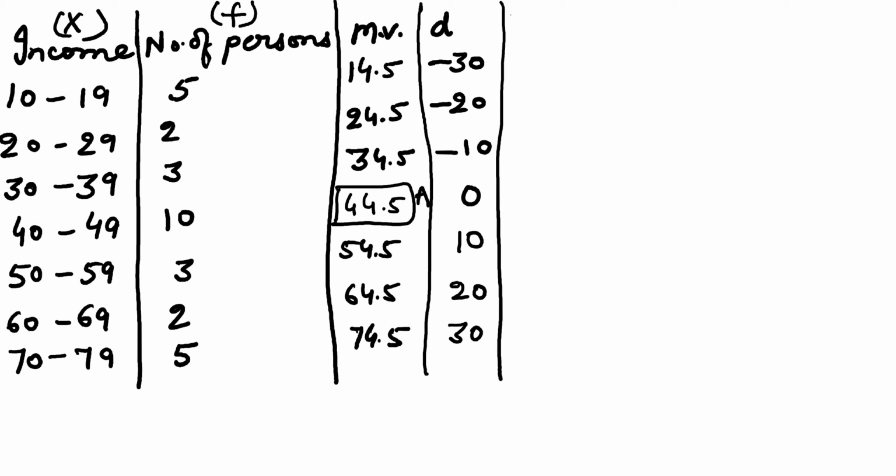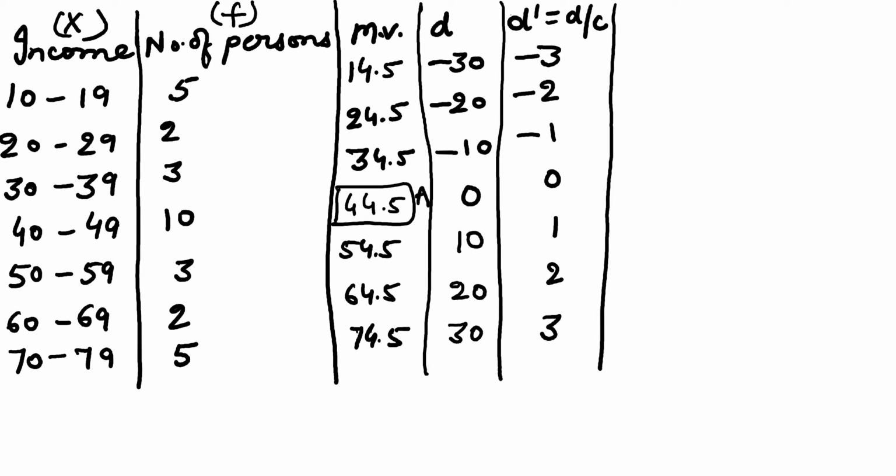Next we have to calculate d dash. D dash is nothing but d upon c. So there will be a common factor. We will take 10 as the common factor. Then if we divide minus 30, that is d, by the common factor 10, we will get minus 3. Then minus 20 divided by 10 is minus 2. Minus 10 divided by 10 is minus 1, and so on. So here will be 1, 2 and 3.